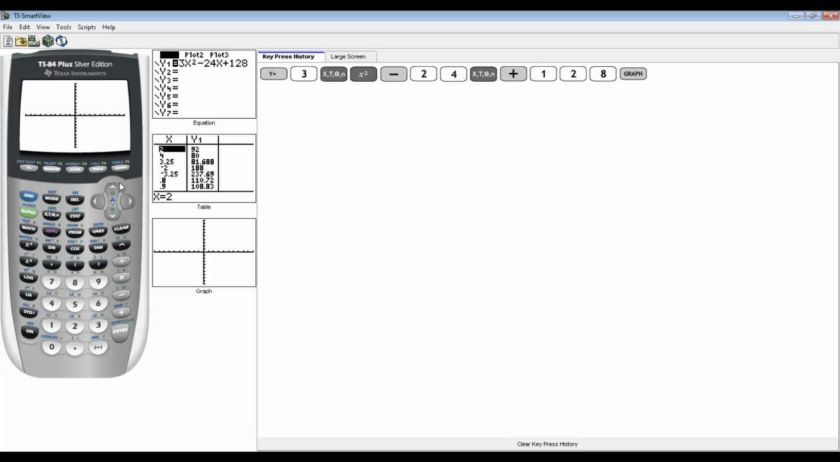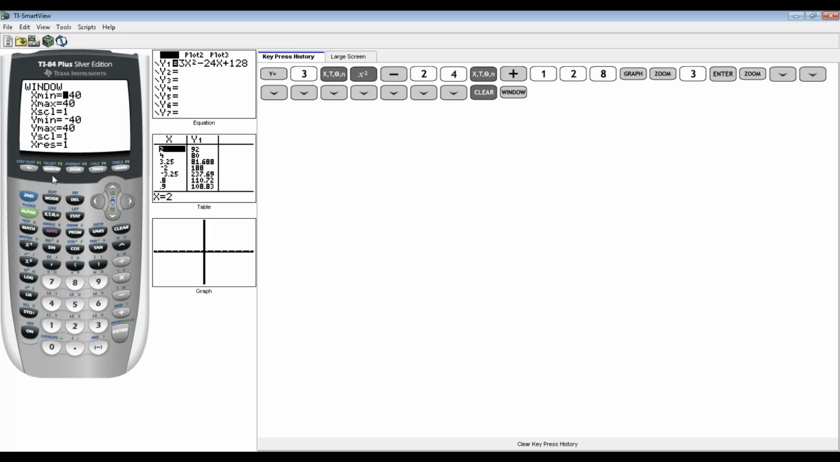We may not be able to see it. So we're trying to figure out what our window should look like. If we pay attention to the table that we have here, your x values are low, but look at how big your y values are. So let's go to our window and let's adjust our y values.